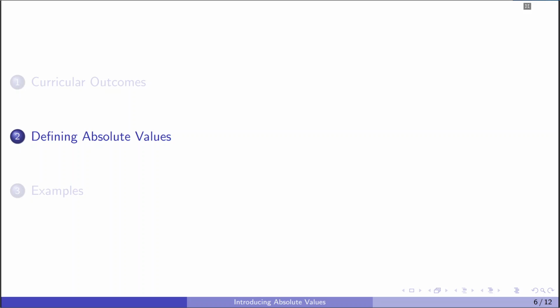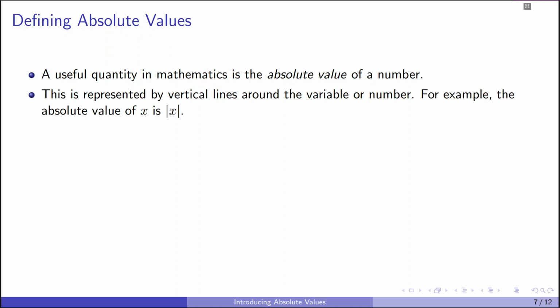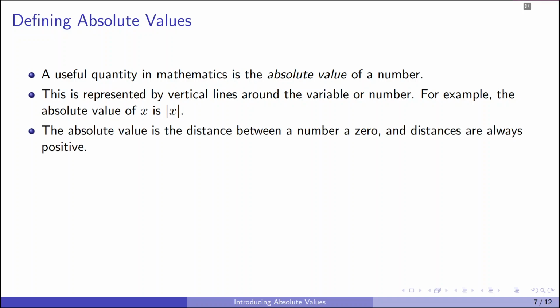Let's start by defining what absolute values are. So a useful quantity in mathematics is the absolute value of a number. This is represented by vertical lines around the variable or number. For example, the absolute value of x is written with vertical lines before and after the letter x. The absolute value is the distance between a number and 0, and distances are always considered positive.